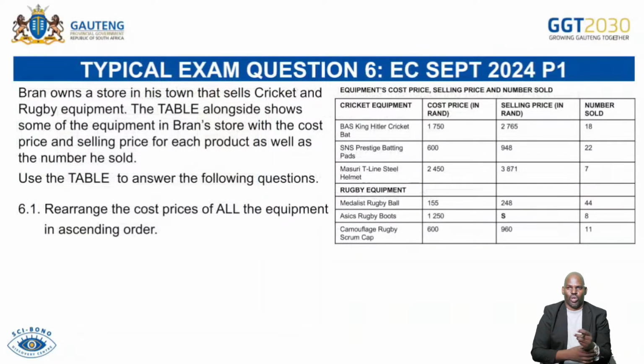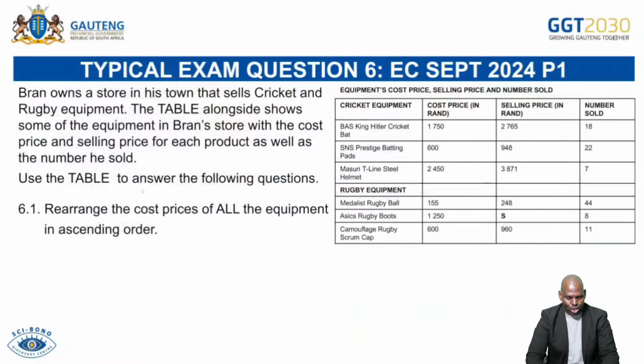Okay, the next question is: Brand owns a store in his town that sells cricket and rugby equipment. The table alongside shows some of the equipment in Brand's store with cost price and selling price for each product as well as the number he sold. Use the table to answer the following questions.